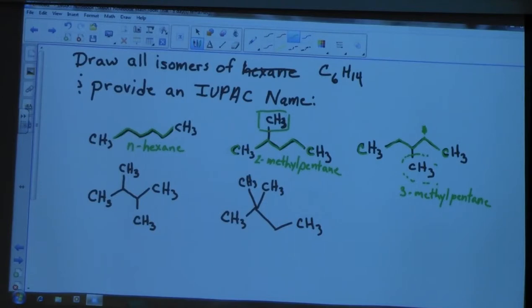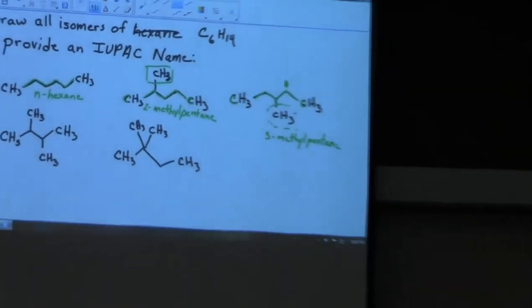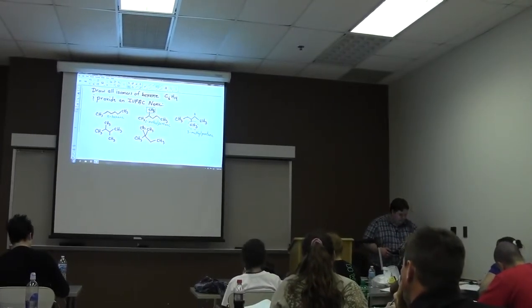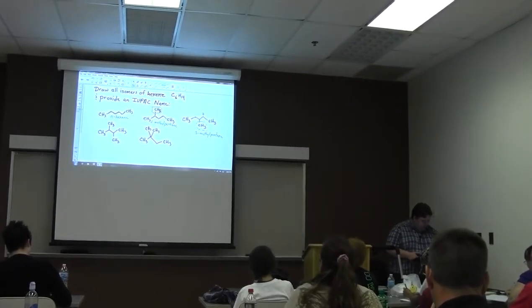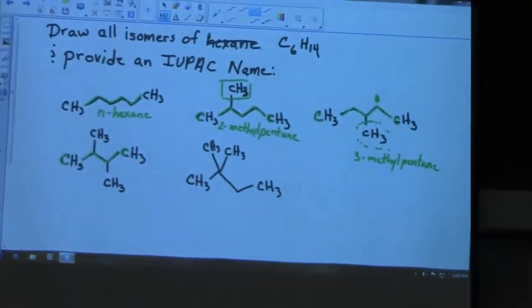Can we have a 1-methylpentane? What would that be? It'd be N-hexane, correct. All right, how about the next one on our list here? We have the longest chain being 1, 2, 3, 4 carbons. So it's a butane.